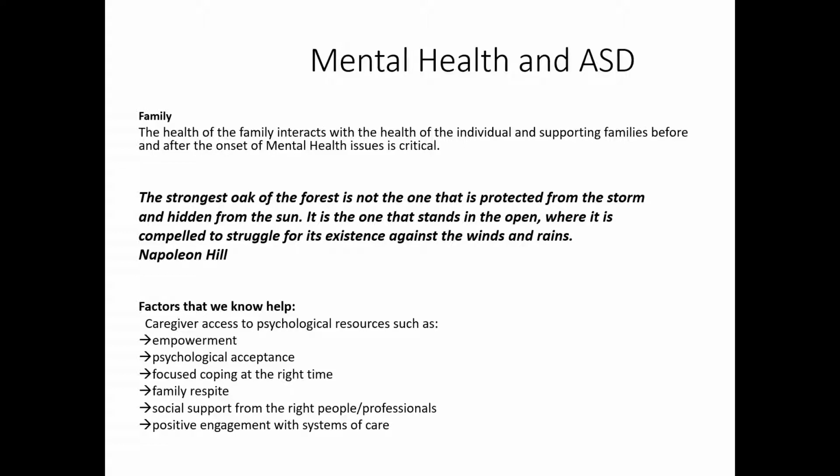And some factors that we know can help for caregivers and parents that are supporting their children and youth on the spectrum: having access to psychological resources such as empowerment, acceptance, respite, counseling to build coping tools, or support groups for parents and caregivers. They're all really helpful resources to work through these challenges and to feel supported when helping an individual on the spectrum with mental health challenges.